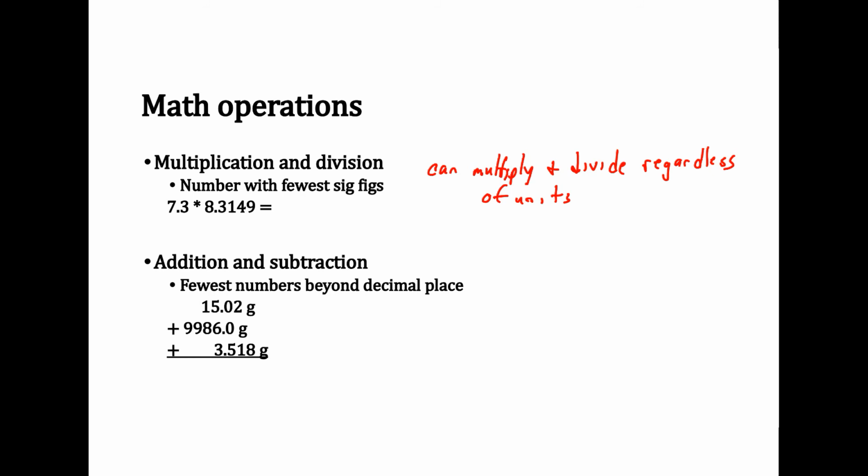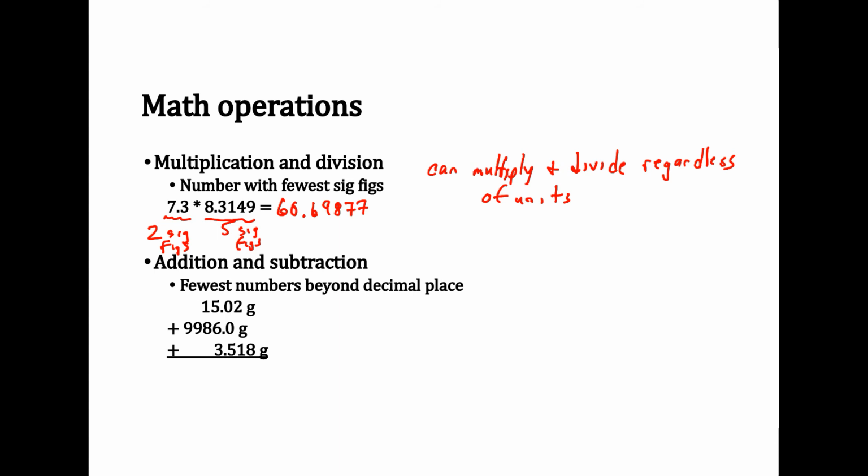What I would recommend doing is writing an answer down and then rounding it to the correct number of sig figs. So if you plug in 7.3 times 8.3149, you would get 60.69877. Well, how many sig figs should our answer have? Since this is multiplication and division, it should have the number of sig figs in the product or quotient that had the fewest. So the 7.3 has 2 sig figs, and the 8.3149 has 5 sig figs.